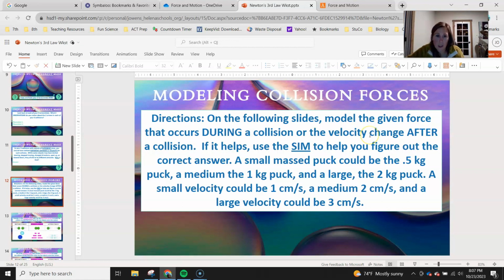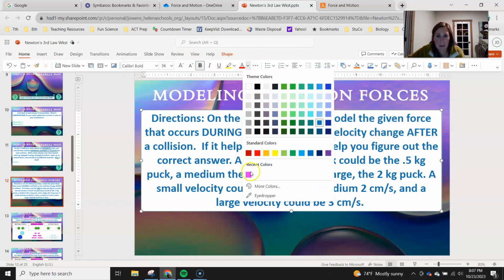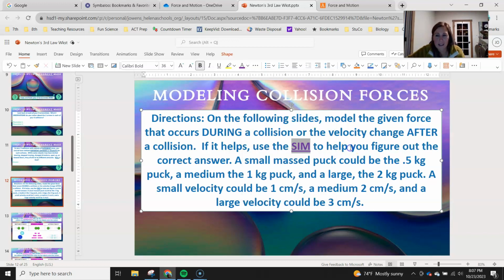So on the following slides, model the given force that occurs during a collision, or I might ask you guys to model the velocity change after the collision, or I might ask you to do both. If it helps, use the sim. So here's a link to the sim right here to help you figure it out. Now, keep in mind, this isn't going to be black and white. You guys are going to see some gray areas, and it's going to be a lot of prediction. So when we go over the answers to this, you guys will not have an exact answer key, but you'll have a general guideline for your answer key. I don't know if that makes sense, but I'm going to do 2 examples with you guys to get started.